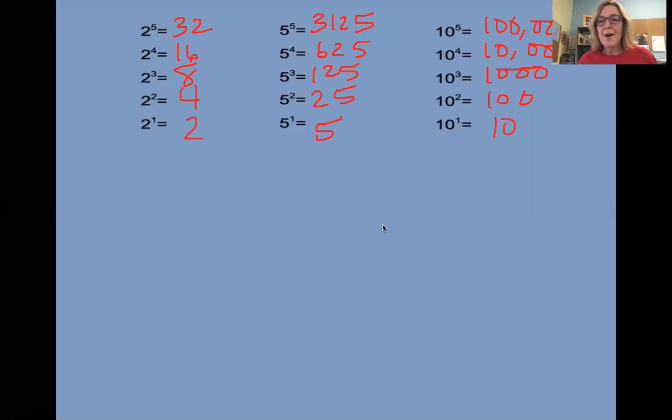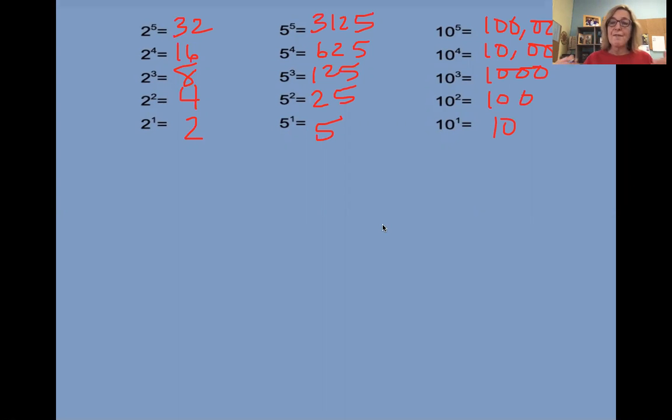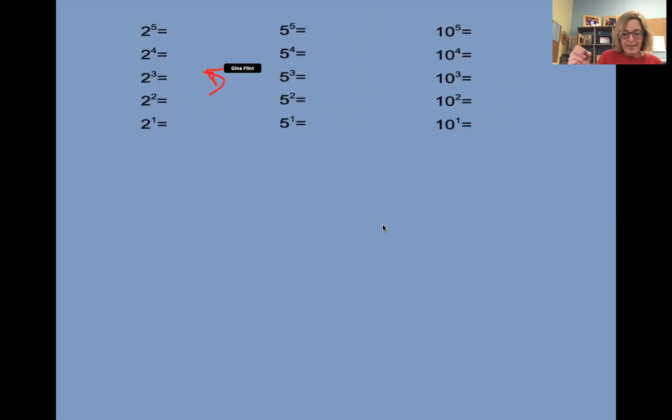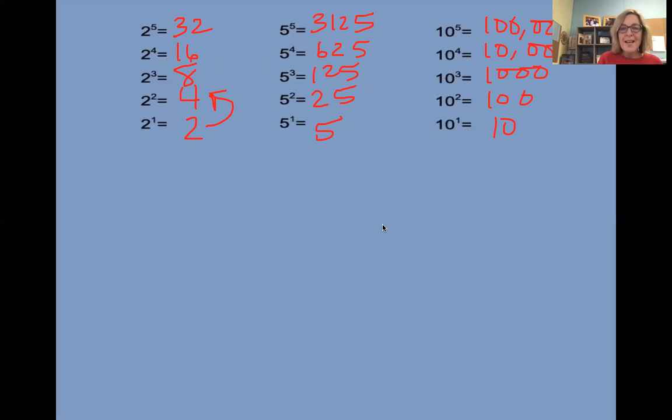All right, so hopefully you saw that there was a pattern happening here. If you start with the first power, that's always the simplest one. 2 to the first power is 2 because 2 is a factor one time. But 2 to the second power means we're using 2 as a factor twice. So 2 times 2 is 4. 2 to the third power means we're going to use 2 as a factor 3 times. 2 times 2 is 4, times 2 is 8. So every time we move up, we multiplied by 2.